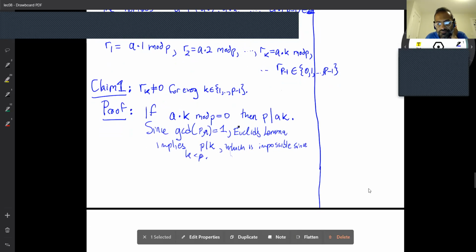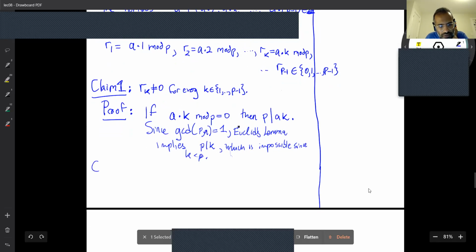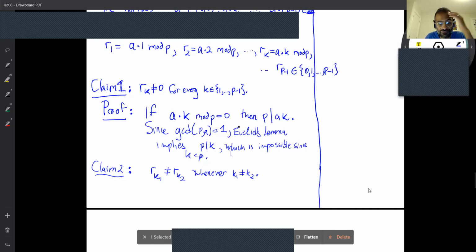That's a proof of the claim. Claim 2 is that these numbers are all distinct. Claim 2 is that R_k1 is not equal to R_k2 whenever k1 is not equal to k2. So these numbers are not 0 and they're all different.